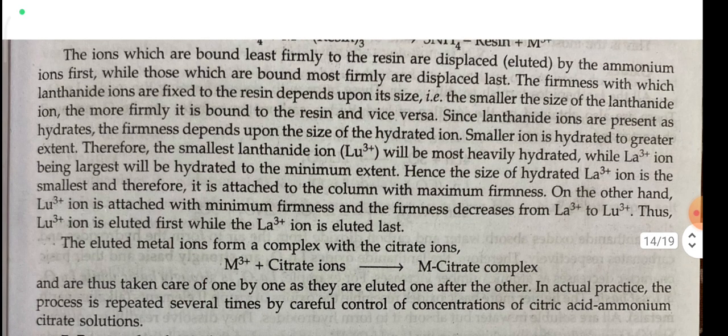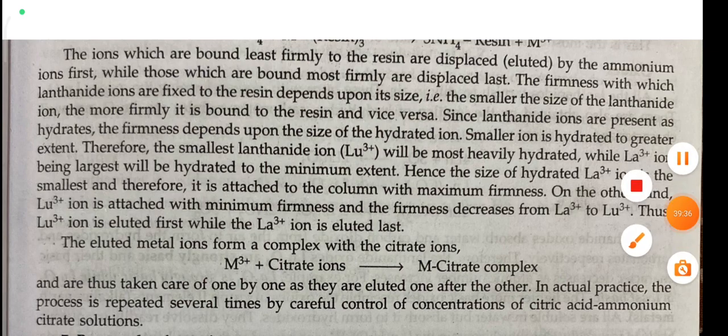The firmness with which lanthanide ions are fixed to the resin depends upon the size. That is, the smaller the size of the lanthanide ion, the more firmly it is bound to the resin, and vice versa. Since lanthanide ions are present as hydrates, the firmness depends upon the size of the hydrated ion. The smaller ion is hydrated to a greater extent, therefore the smallest lanthanide ion Lu3+ will be the most heavily hydrated, while lanthanum 3+ ion, being the largest, will be hydrated to the minimum extent.